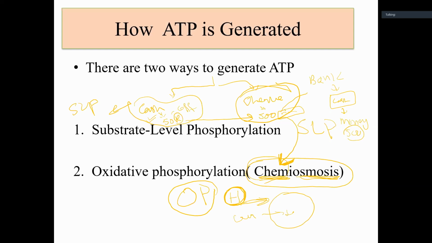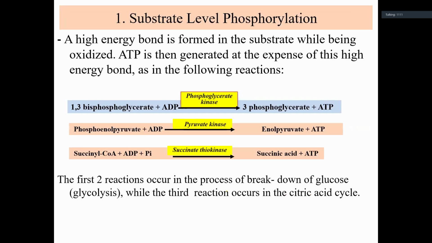Clear? Okay. Now we'll go for some examples of substrate level phosphorylation. Could anybody read this? Okay, a high energy bond is formed in the substrate while being oxidized. ATP is then generated at the expense of this high energy bond, as in the following reaction. Can you explain these three lines? What did you understand from these three lines?